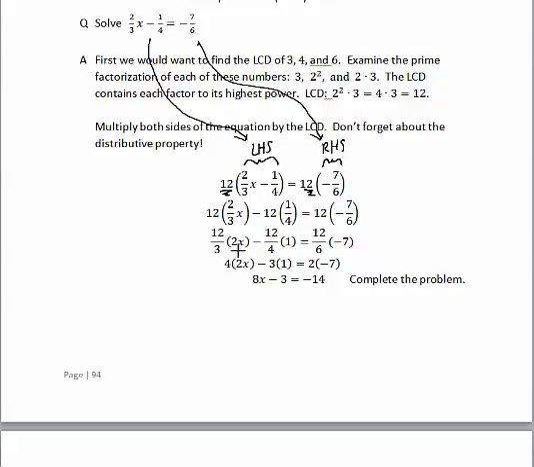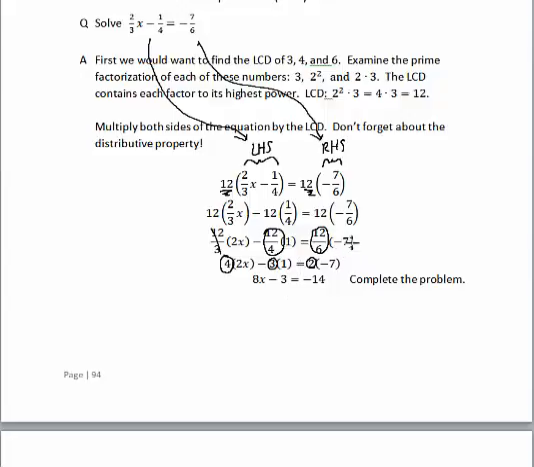Then we take the denominator underneath the 2 here, the 3, and we transfer it over underneath the 12. Likewise, we take the 4 of 1/4 and we transfer it underneath the 12. Then we take the 6 of the 7/6 and put it under the 12. And now 12 divided by 3 gives us a 4. 12 divided by 4 gives us a 3. And 12 divided by 6 gives us a 2. So no more fractions. The fractions are gone.